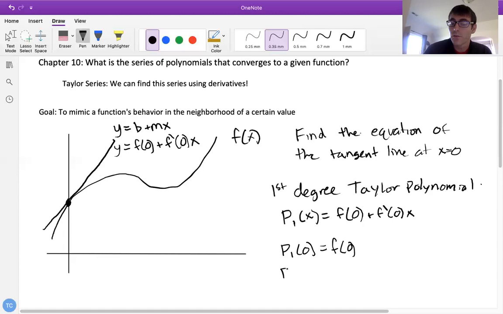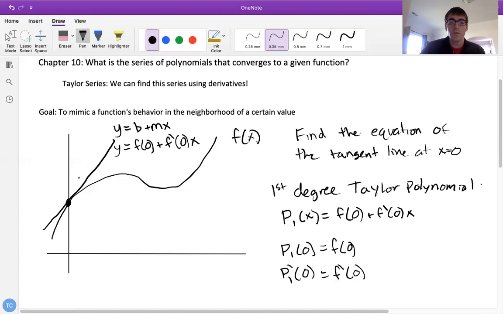Similarly, if we take this function's derivative, so P1 prime evaluated at 0, well, remember x is our variable, so f of 0 is just a constant. When we take the derivative, that goes away. When we take the derivative of something like 3x, that just becomes a 3. So the derivative evaluated at 0 is f prime of 0. In other words, these equations are saying that our Taylor polynomial mimics the same value and slope as our original function at x equals 0.